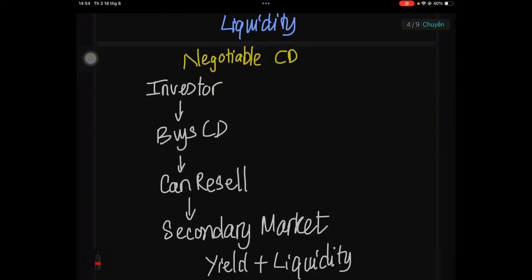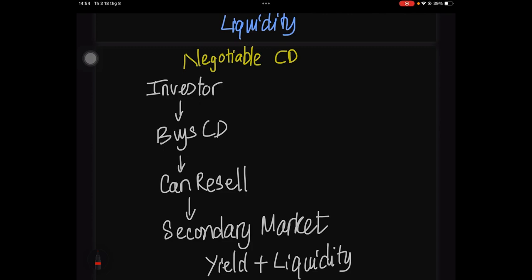Now we get to the more interesting version, the negotiable CD. Negotiable means the security can be transferred or resold. This is important. Suppose you buy a CD that matures in 1 year. 6 months later, you suddenly need cash. If the CD is negotiable, you may be able to sell it to another investor in the secondary market rather than waiting until maturity. That creates liquidity, and this is exactly why negotiable CDs are attractive to institutional investors.